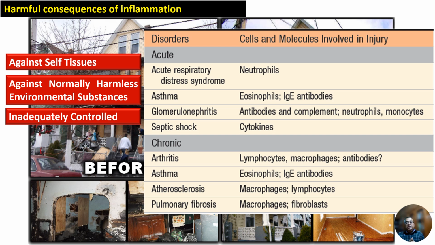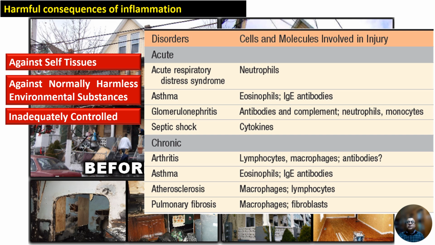Asthma can be chronic, and the cells that are involved are similar to the acute one. In atherosclerosis, that is a chronic condition, there is subintimal deposition of cholesterol in the wall, or there is development of atheroma. There is involvement by the macrophages and lymphocytes.